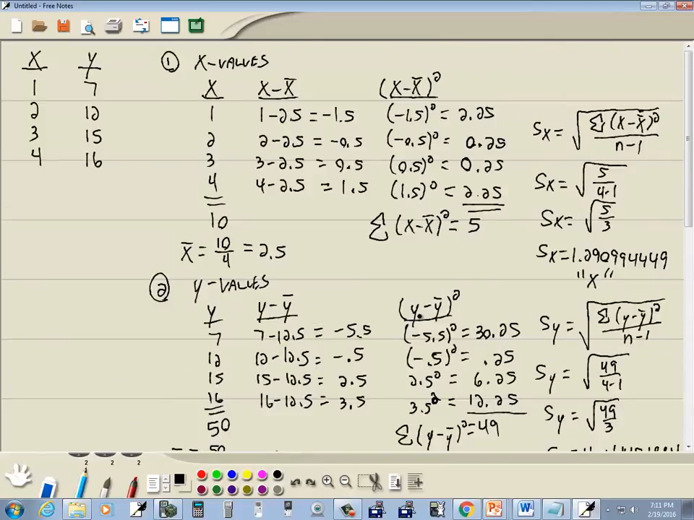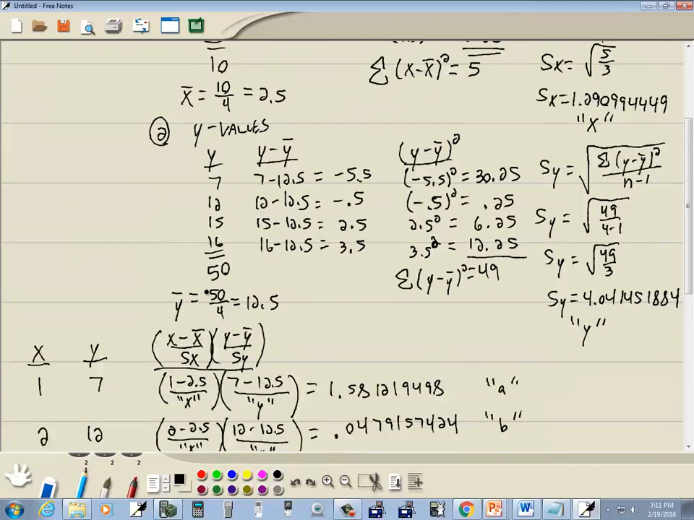This was an easy one. I only had 4 sets of points here. Imagine how this would be if you had 20 sets of points.